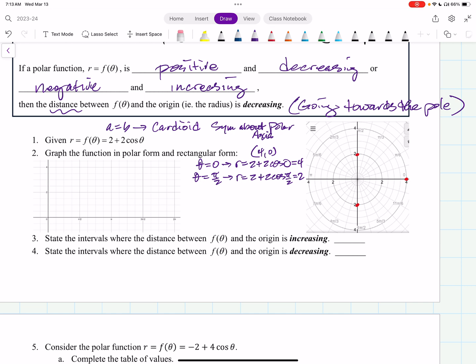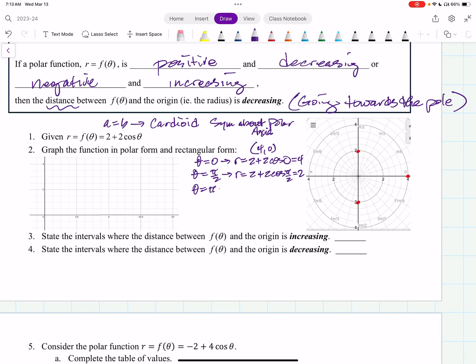I'm going to substitute in another point. It's important to know where you get the minimum too. So I think it's important to substitute in pi. r is equal to 2 plus 2 cosine of pi. Cosine of pi is negative 1, times 2 is negative 2, plus 2 is 0. So 0 comma pi is on the graph, and guess what? There's your pole. The cardioids, as you know, go through the pole. So now we have enough points. Now we draw our polar curve. Let's do this.